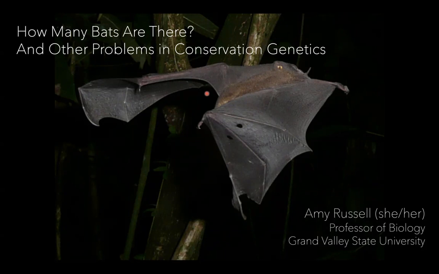I'm Amy Russell, as Dana said. I use she, her pronouns, and I'm a professor of biology at Grand Valley State University. I've been working in conservation genetics, population genetics and evolutionary genetics of bats for quite a few years, I think like 25 years or something like that. So I want to talk about some of the conservation genetic work and how you can productively think about conservation genetics and some questions that you might have about using it.